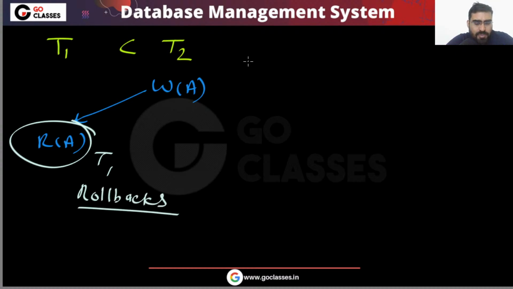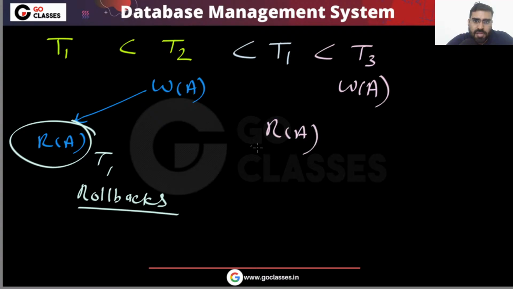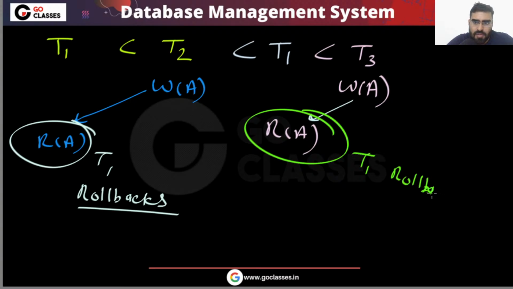Now let's assume T1 comes to the system again. T1 restarts, but again the same situation happens. Let's assume there is a T3 which again has a write operation and then this read operation. Then again T1 rolls back. So starvation can happen because you can continue to roll back. Maybe the future transactions can again make you roll back.